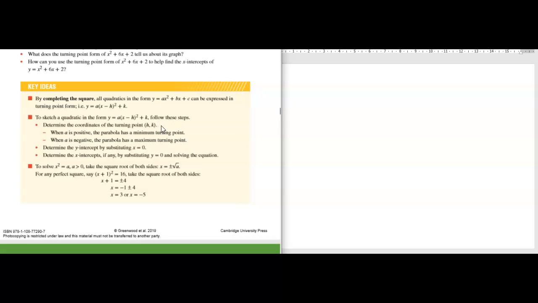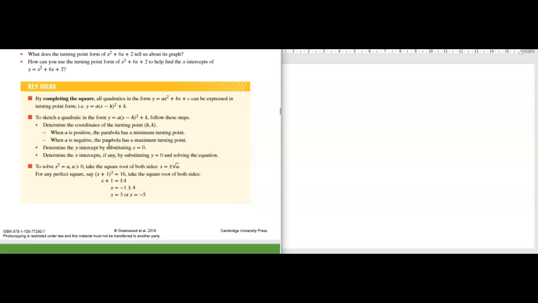So h and k are the coordinates of your turning point. h is the x coordinate of your turning point, and k is the y coordinate. When you think about it, and we've covered this before, h tells you how your graph has moved left or right, so your x value is changing, and k tells you whether you've gone up or down, so that's your y value changing.